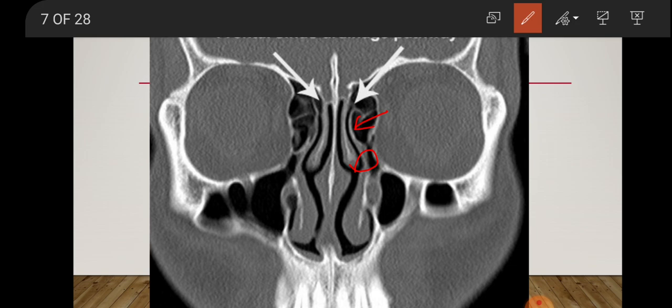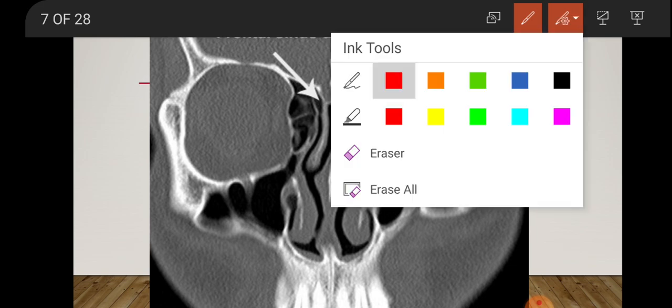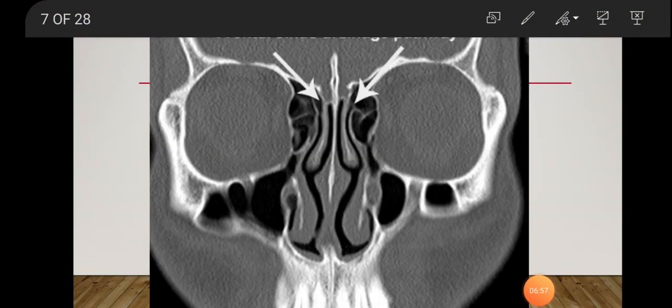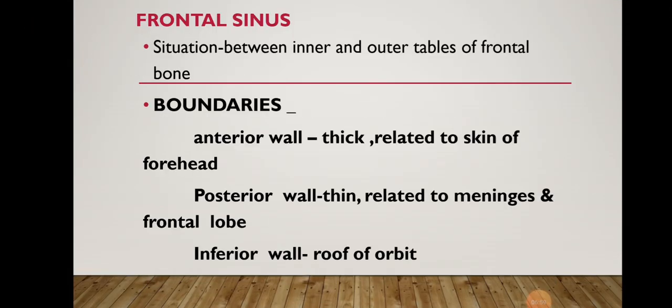Okay, so the frontal air sinus is situated between the outer and the inner tables of the frontal bone, and the boundaries of this frontal air sinus are the anterior wall, posterior wall, and the inferior wall. The anterior wall is thick, which is related to the skin of the forehead. The posterior wall is thin, it's related to the meninges and the frontal lobe. The inferior wall is formed by the roof of the orbit.